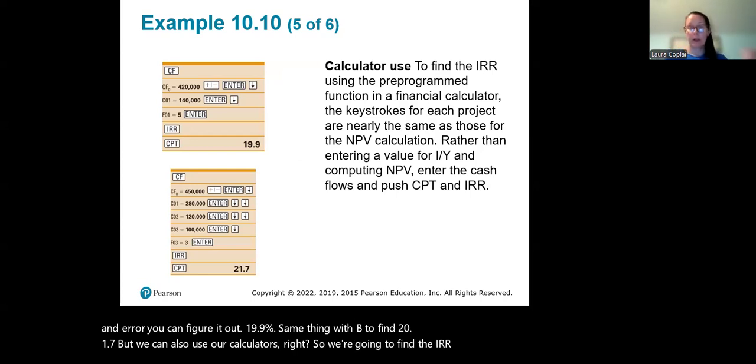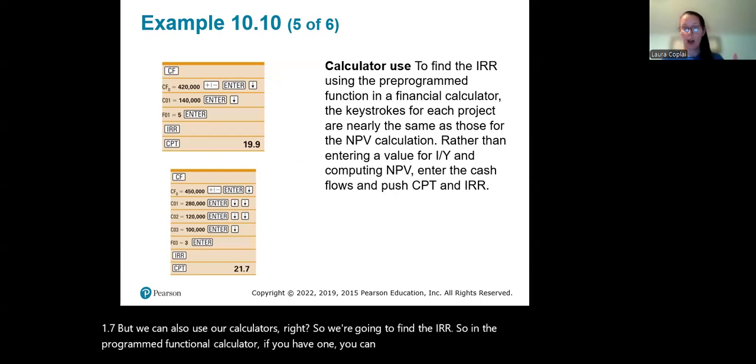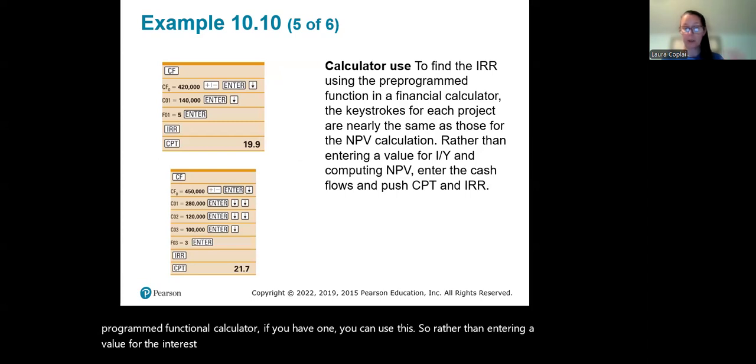So in the programmed functional calculator, if you have one, you can use this. Rather than entering a value for the interest rate and computing the NPV, we're going to enter the cash flows and push compute an IRR, okay? So it shows you both A and B here.